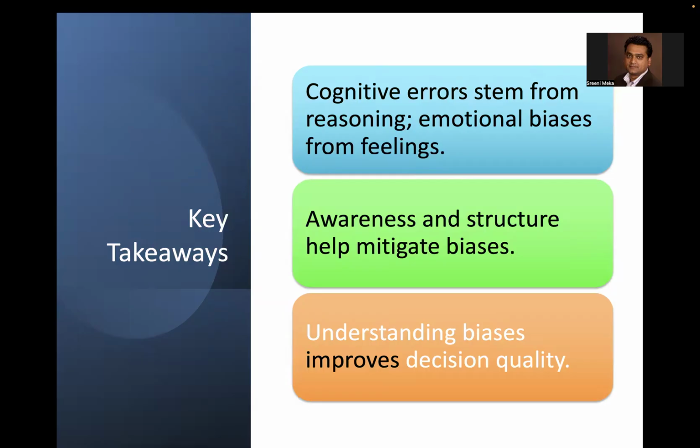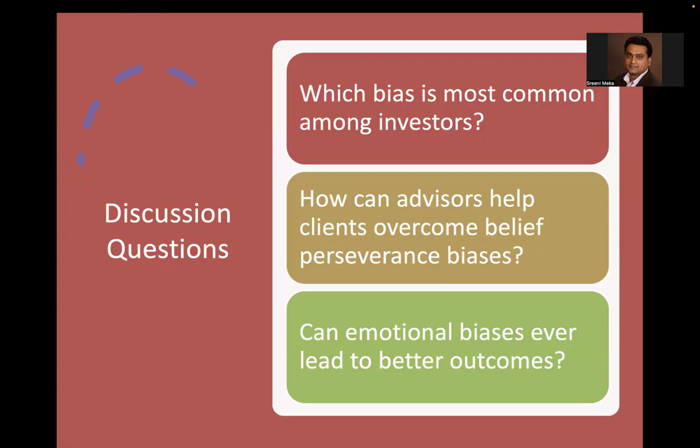Having said that, the finally the takeaway is that cognitive errors stem from reasoning errors, while emotional biases stem from feelings. Awareness and structure help mitigate the bias, and understanding the biases improves the quality of decisions. Which bias is the most common among investors? According to you, what is your most common bias? How can advisors help clients overcome perseverance bias? And can emotional bias ever lead to better outcomes? Those are the things I wanted to talk about.